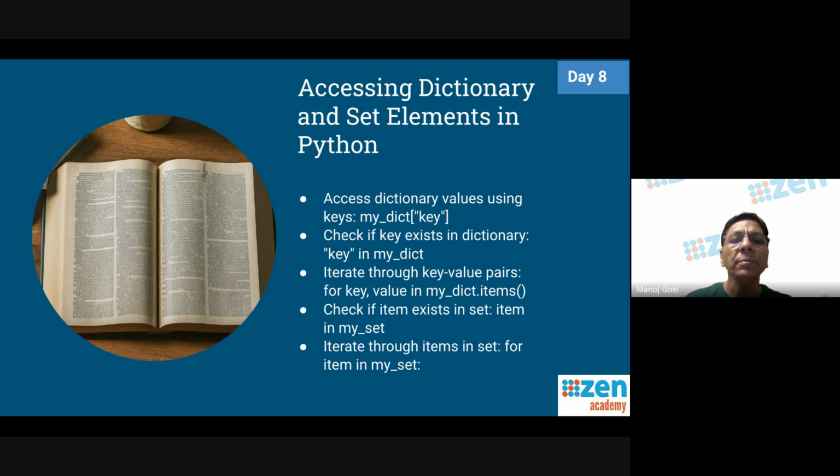Okay, check if an item exists in the set. You can do if item in myset, right? Item is any value you will put over here. In myset, myset is the set's name. Okay, iterate through items in a set: for item in myset. That's how you will do it.